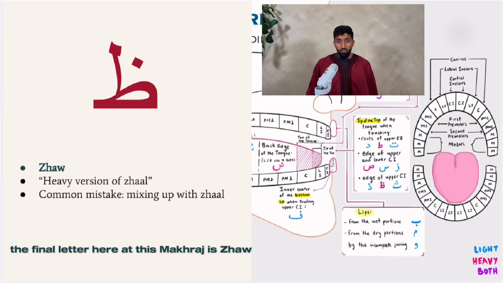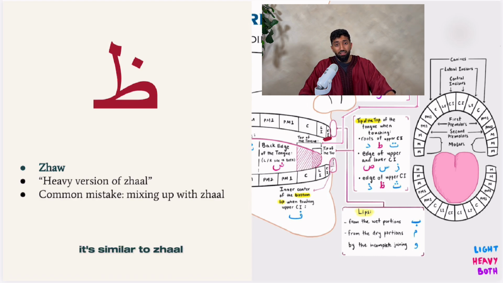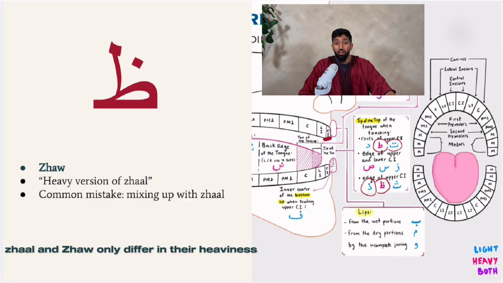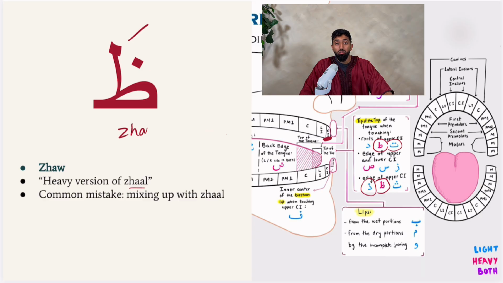The final letter here at this makhraj is dha. Heavy letter, you frown. It's similar to dhal, kind of the heavier version of dhal because they come from the same spot. But like ta and ta, dhal and dha only differ in their heaviness. So they come from the same spot, but you will frown when pronouncing dha and smile when you pronounce dhal. So dha fatha, dha kasra, dhi, and dha dhamma, dhu, dha, dhi, dhu.